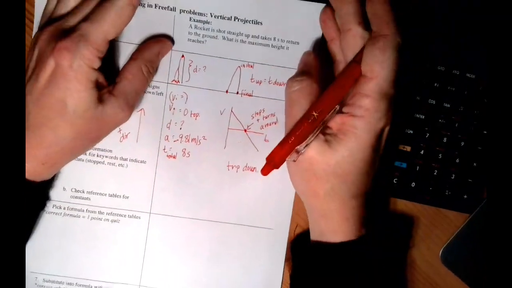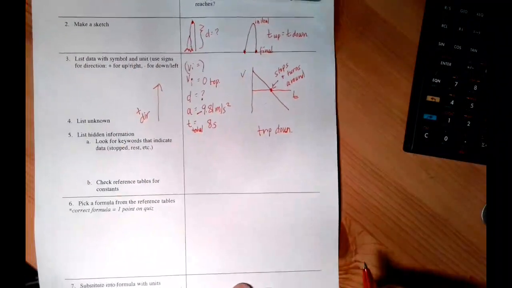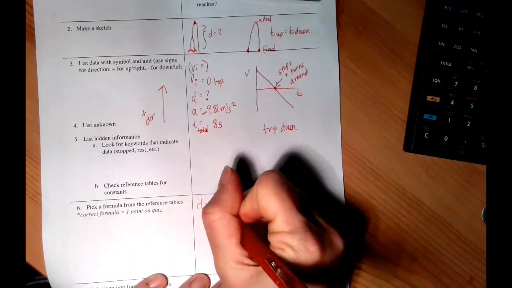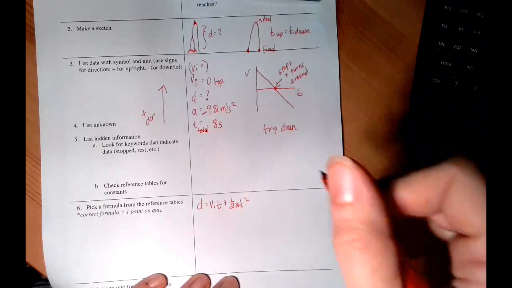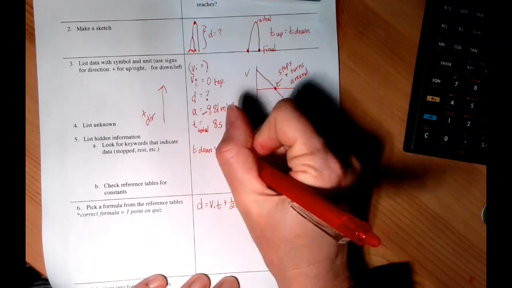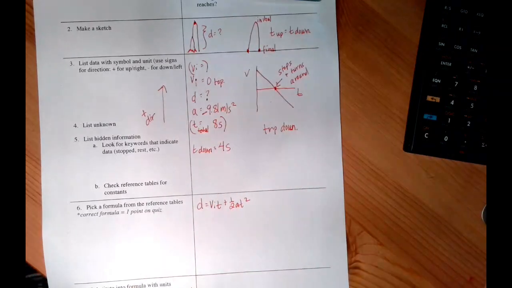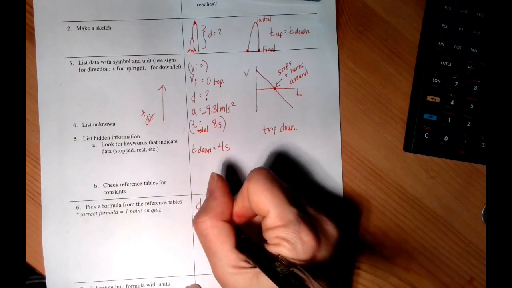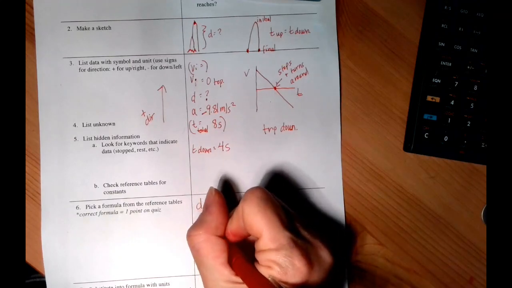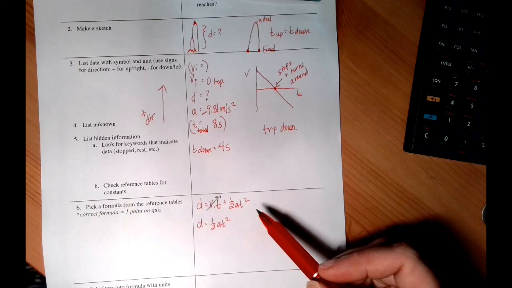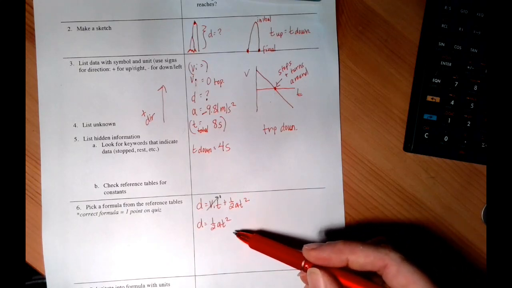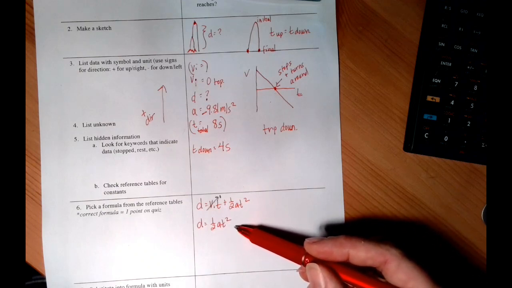D equals VIT plus 1/2 AT squared. Now, the other important thing is that on the trip down, it's only going to use half of this 8 seconds, so 4 seconds. Now, in this, since VI is 0 and 0 times anything is 0, this whole term drops out, and you get what's called a working formula. D equals 1/2 AT squared. Now, when I'm going over problems, I'm always going to start with the reference tables, but realize that on a quiz or a test, you can have something from the reference tables or a working formula, or you could even rearrange this, and that's another form of working formula.